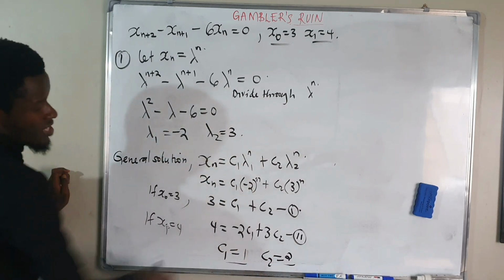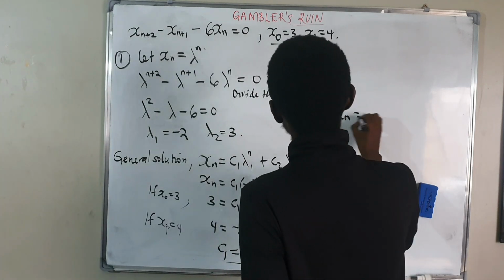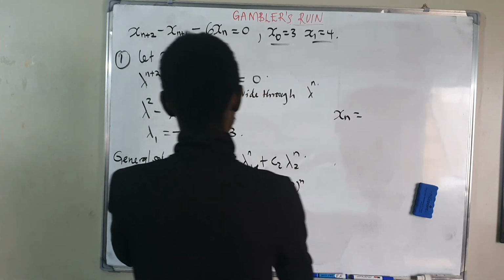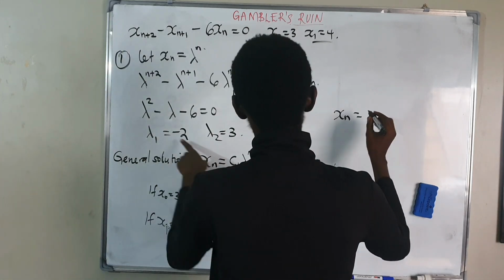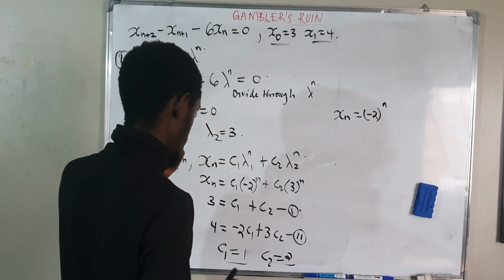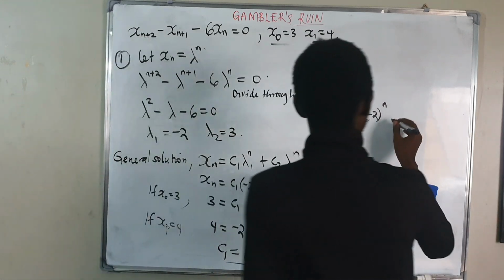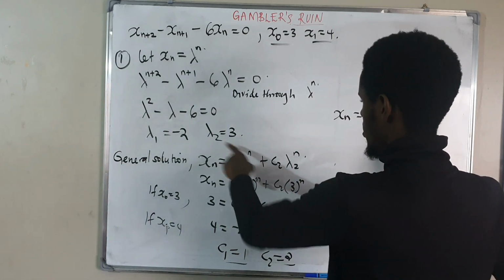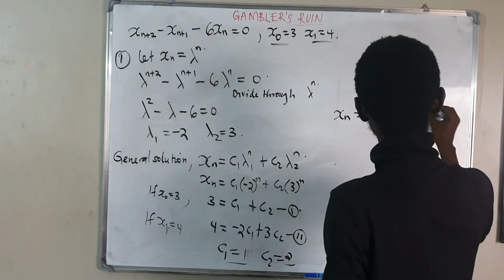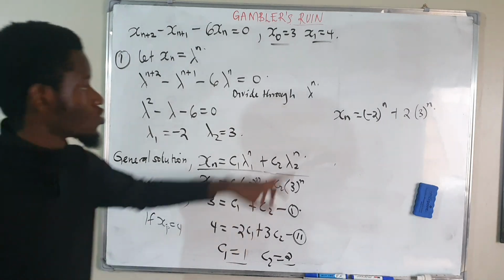Then I will say that my xn, what is going to be the value of xn? My xn is going to be c1, which is 1, times lambda 1 power n, which is negative 2 power n, plus c2, which is 2, times lambda 2 power n, which is 3 power n. And then here we have solved our difference equation, and this is going to be our solution.